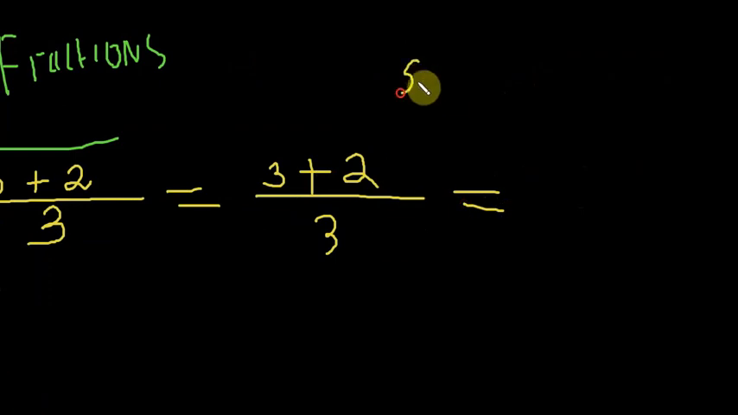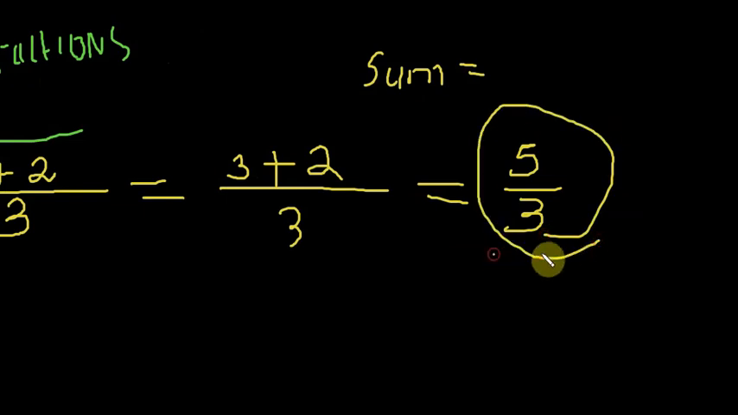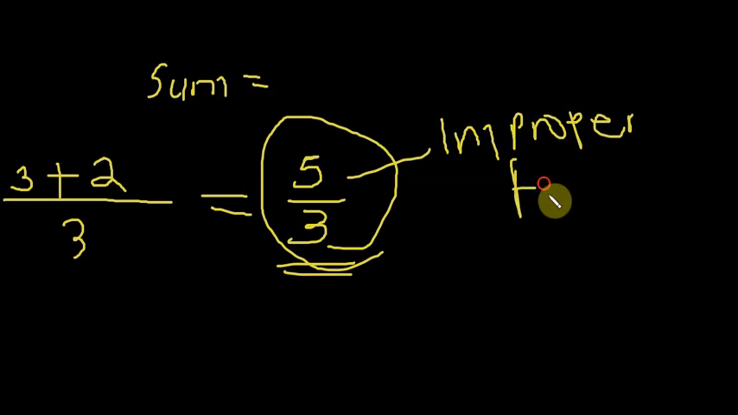When you hear me saying sum, all I'm saying is just the answer that you get when you add two numbers, whether integers or decimals. So 3 plus 2 is 5 over 3. So 5 over 3 is actually the improper fraction where 1 and 2 over 3 comes from.